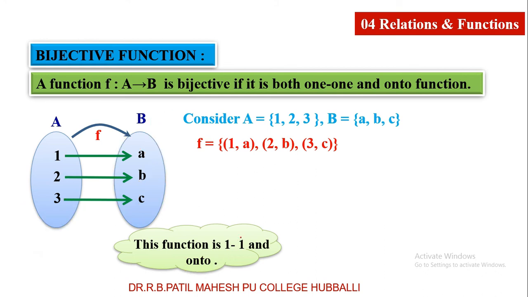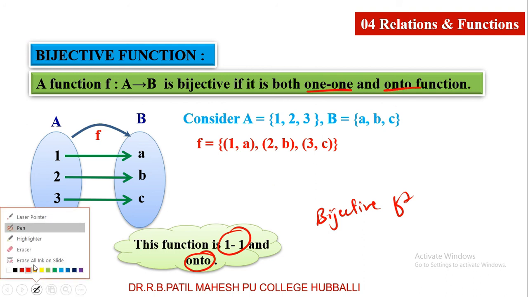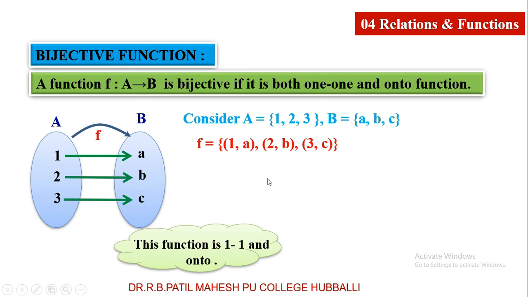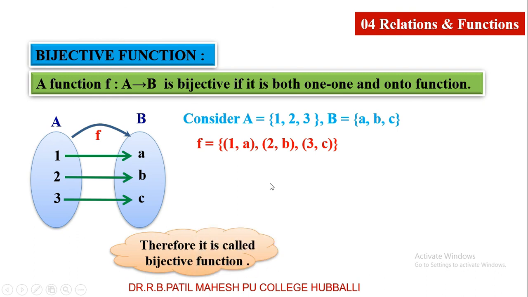Hence, the function is 1-1 as well as onto, and it is called a bijective function, because the definition of a bijective function is 1-1 and onto. Then it is called bijective. Therefore, it is called a bijective function.